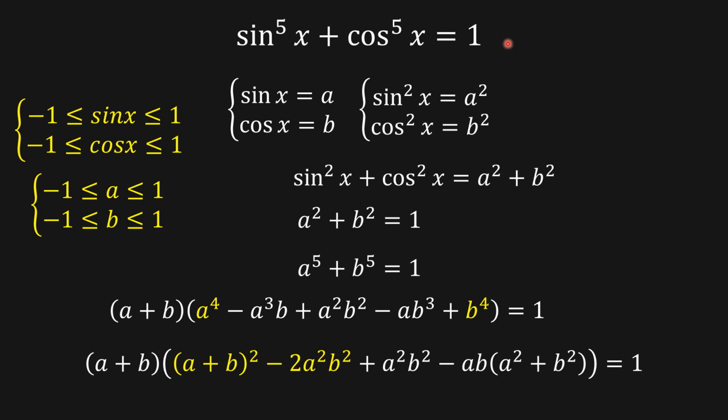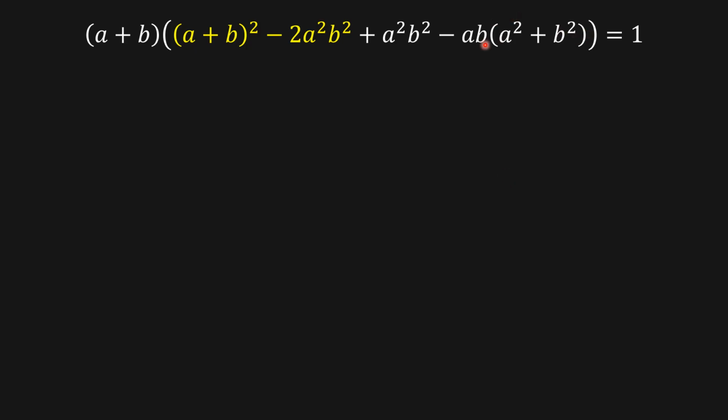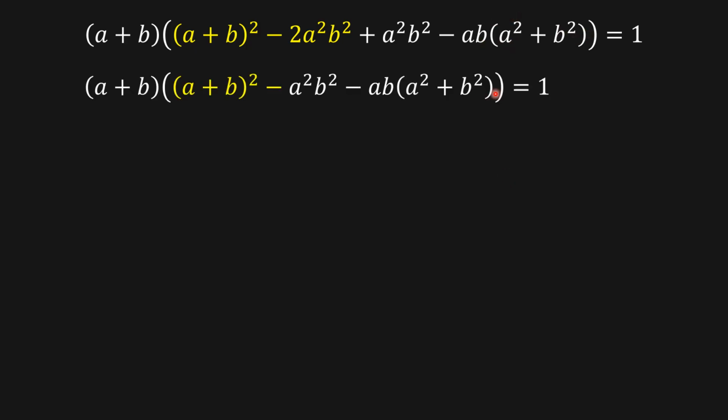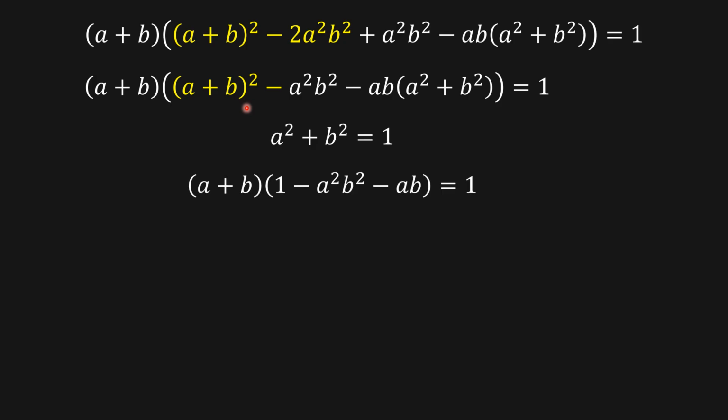Sorry, we're actually going to factor out these two. This one and this one here, we're going to factor out this, and then we're going to have this one here. Okay, cool. And then we have this, and we know that a squared plus b squared is equal to 1. We're going to replace these values here, and then we're going to have this product here.